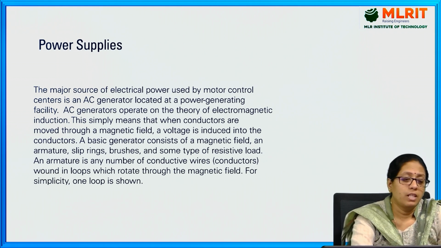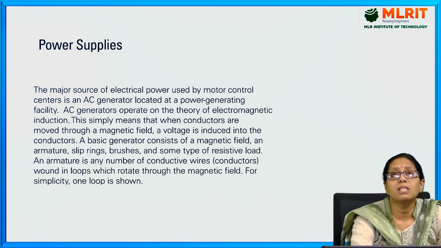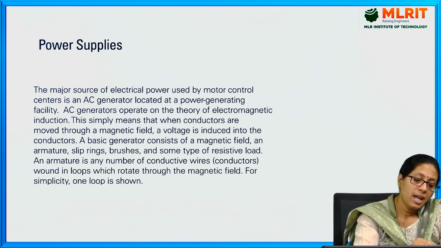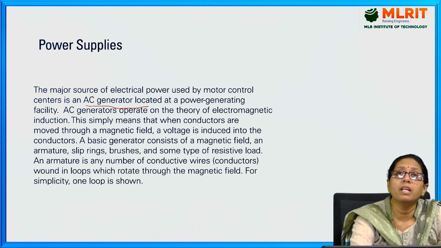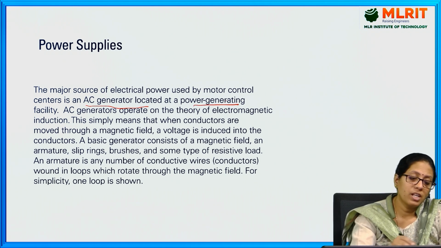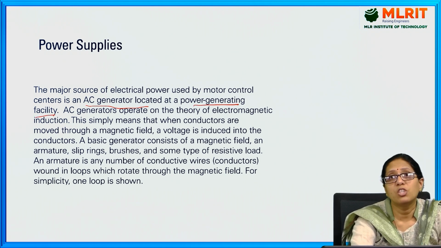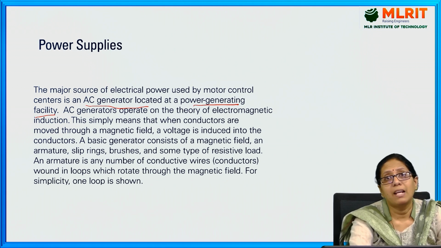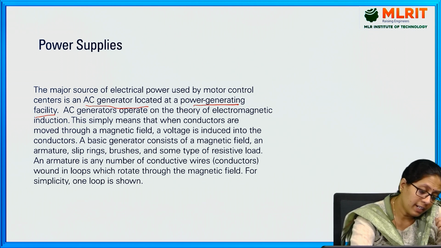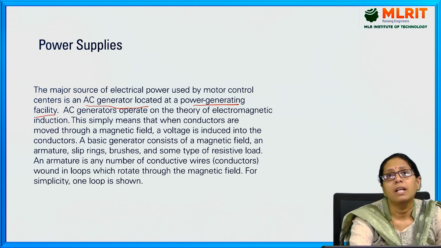And next one is power supplies. The major source of electrical power used by the motor control center is an AC generator. It is an AC generator which is located in the power generating facility. In the power generating facility, the AC generator is connected, and from that AC generator, the MCC panel is connected, and from this MCC panel, the different types of loads are connected.